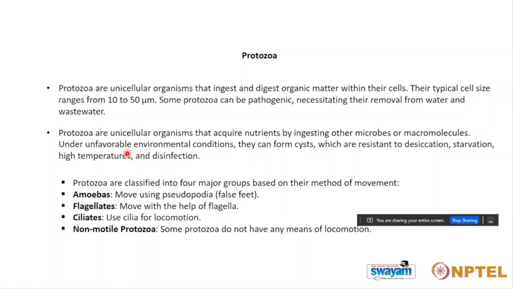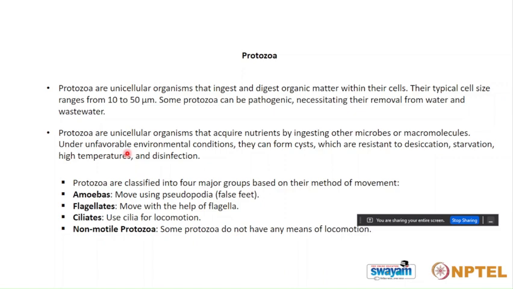And the next class of organisms is protozoa. These protozoa are unicellular organisms. They can ingest and digest organic matter, and they lie in the size range of 10 to 50 micrometers. These protozoa are comparatively bigger than algae and fungi, and some of the protozoa are pathogenic. So before consuming any water, we should ensure that it is free of protozoa or any other microorganisms.